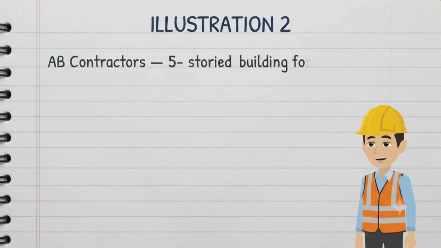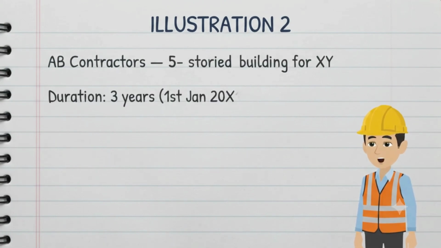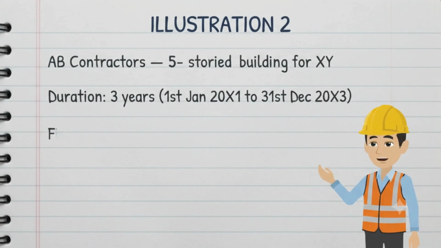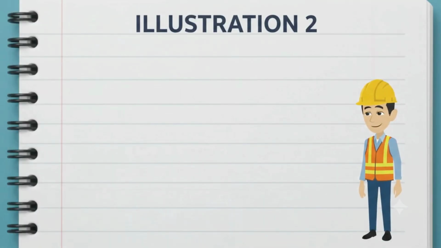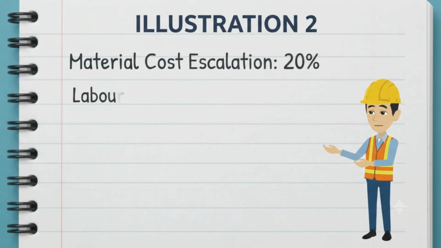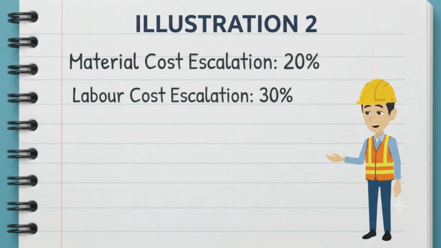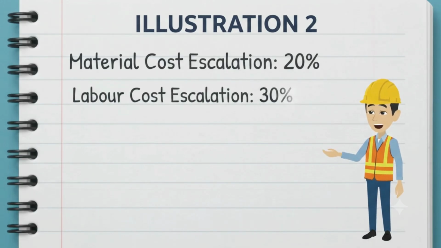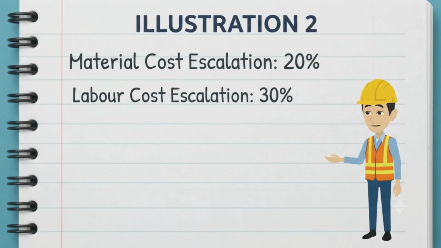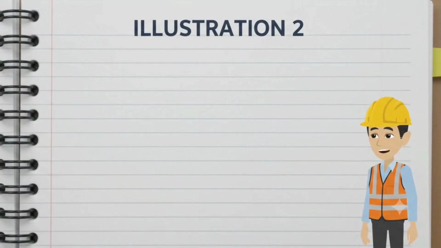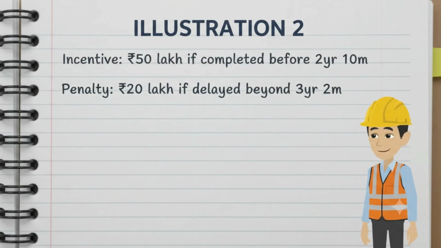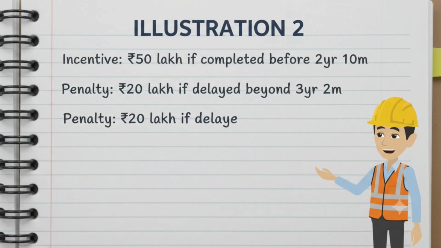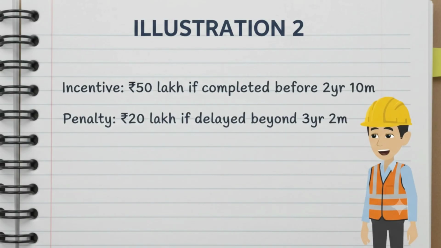AB Contractors enters into a contract to construct a 5-storied building. The contract duration is 3 years. The fixed price is 5 crore. The contract allows cost escalation, up to 20% of any increase in material cost and up to 30% of any increase in labor cost. There's also an incentive of 50 lakh if the work finishes before 2 years and 10 months, and a penalty of 20 lakh if it's delayed beyond 3 years and 2 months.